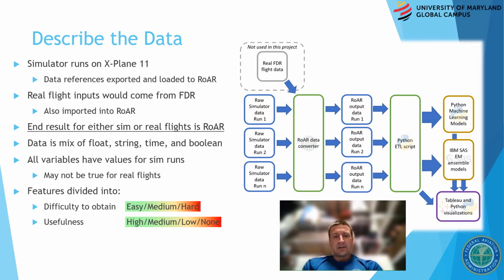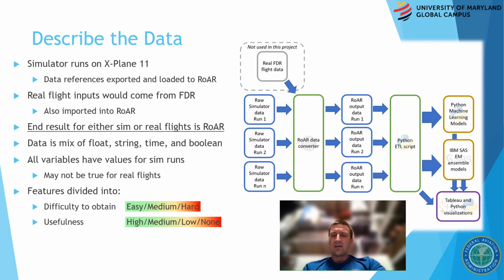Like I said, I'm a 20-year pilot, so I looked at these features and I divided them into different categories there: the difficulty to obtain, so easy, medium, and hard. Easy being that it should be on any aircraft, medium, most aircraft, and then hard, only special instrumented aircraft would probably have those types of features. And then usefulness: high, medium, low, and none. High meaning that it has a high probability of detecting and predicting certain types of maneuvers. Medium and low, you can just basically go down from there, and then none being has no predictive anything to do with any of these types of maneuvers.